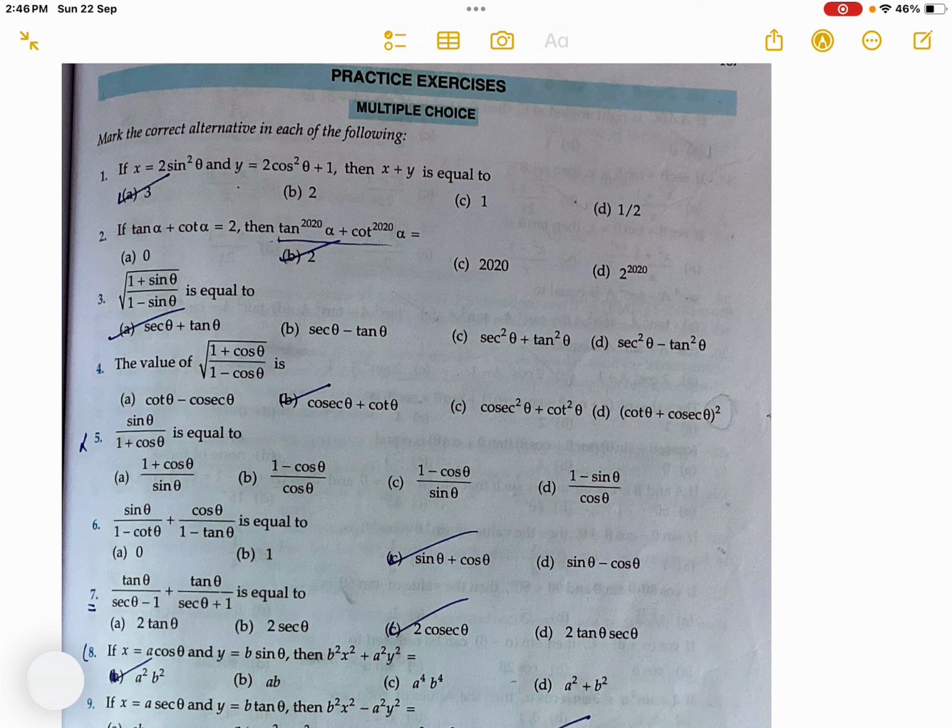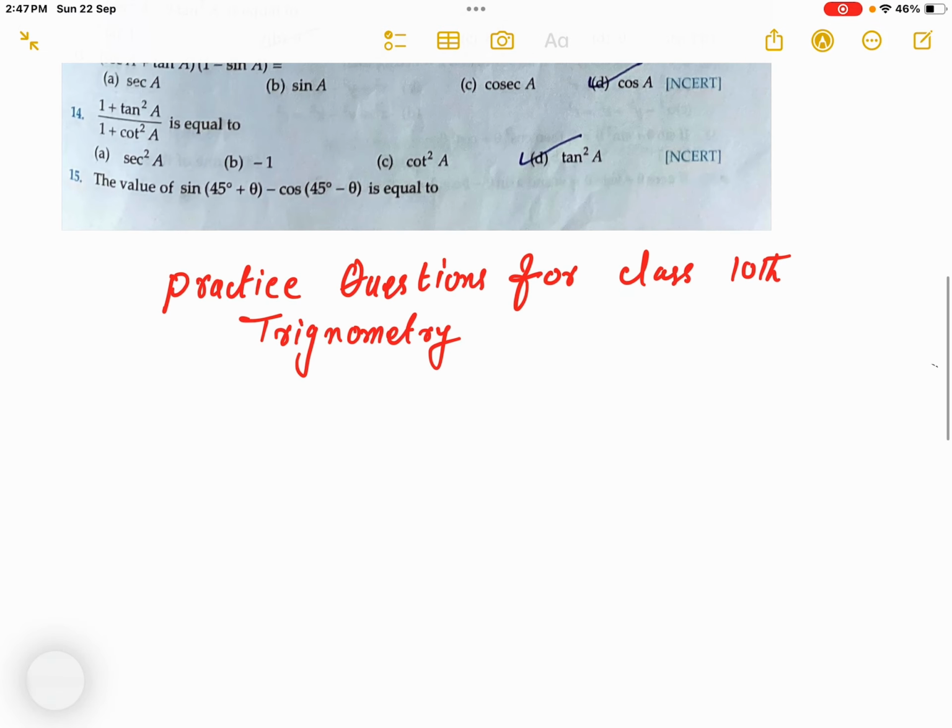If x is equivalent to 2 times sine square theta, y is equivalent to 2 times cos square theta plus 1, then what is the value of x plus y? The options are before you. First option is 3, second option is 2, third option is 1, and fourth option is 1 by 2. So we have to look for the correct option. This is the solution to question number 1.